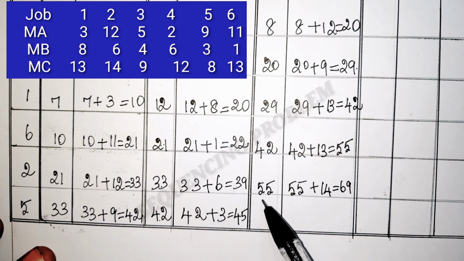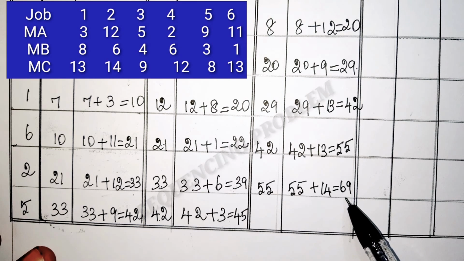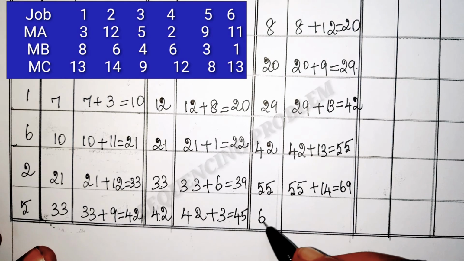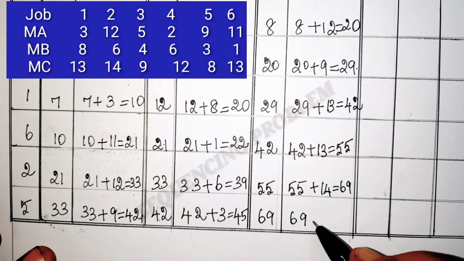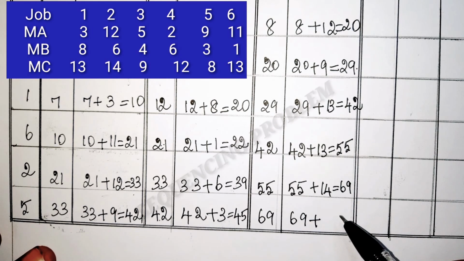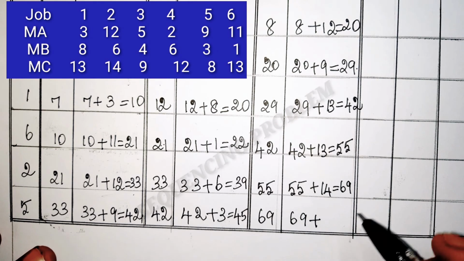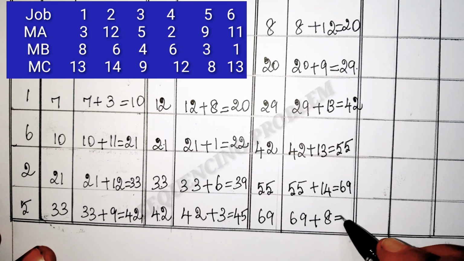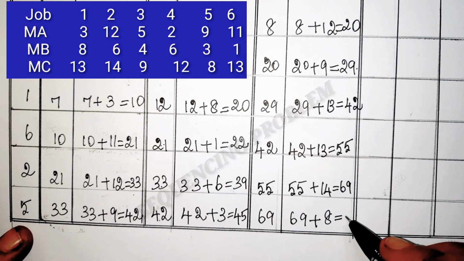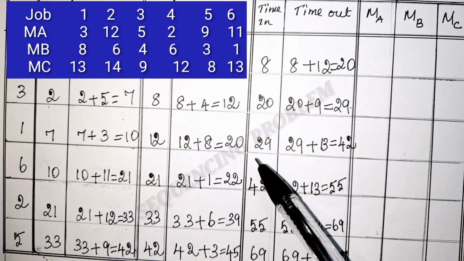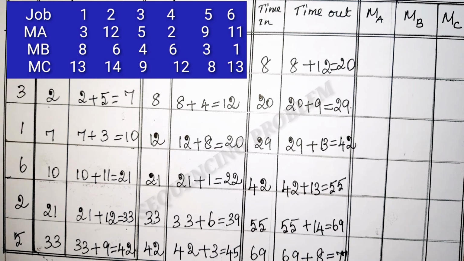Time in for job 2 is 55. Time out for job 2 is 69. And for job 5, in time is 69, out time is 69 plus processing time for job 5 on machine C, which is 8. So the total is 76 hours. Time in and time out for machine C is over.